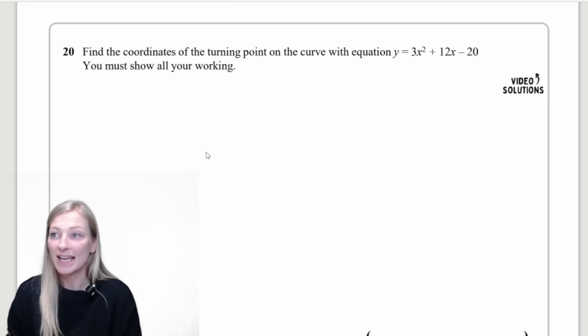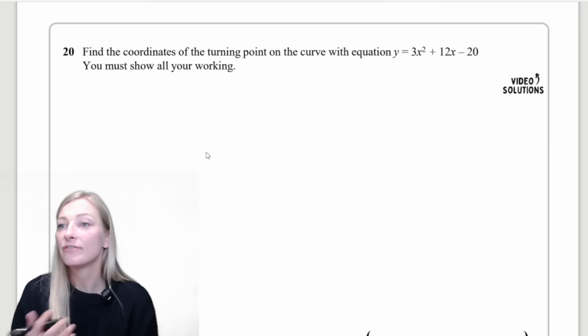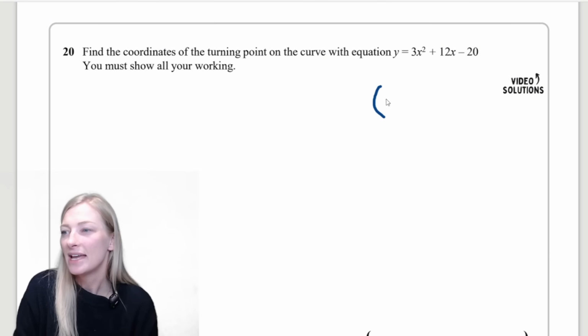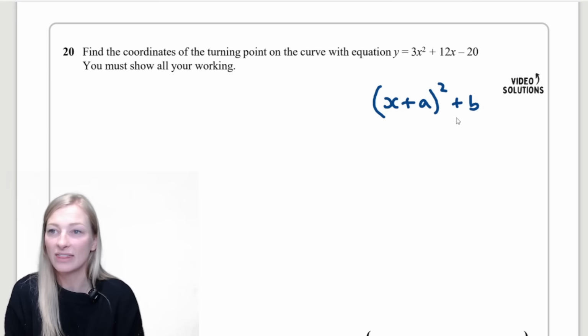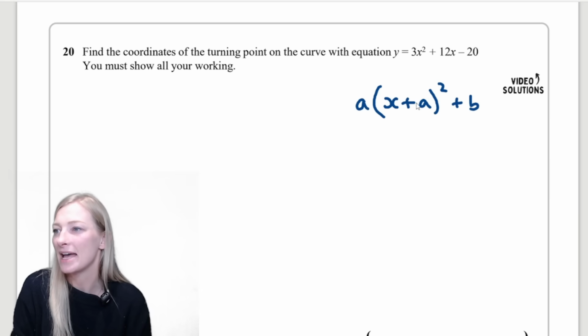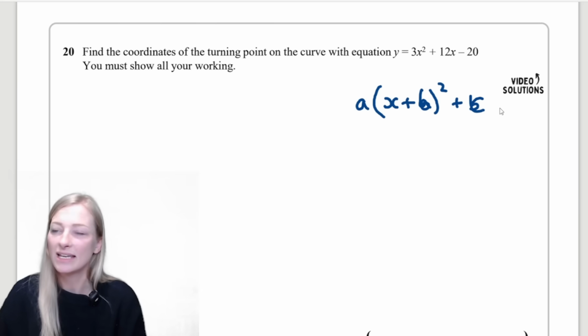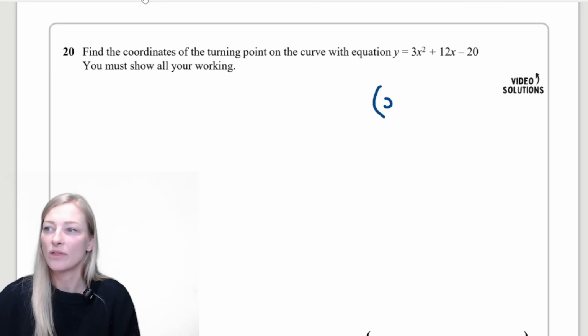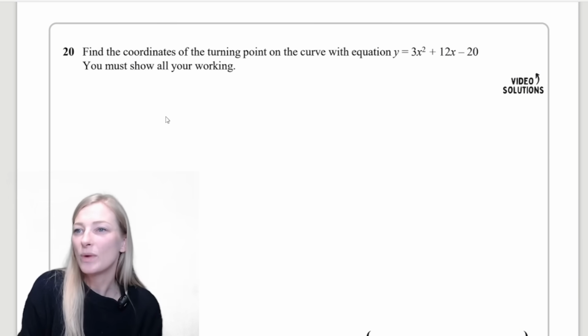Question number 20, and we are completing the square. We are finding the coordinates of the turning point. You'll also know it's completing the square if they ask you to give it in this format, maybe with a number out the front, so maybe that'll be A, maybe that'll be B, maybe that'll be C. Either way, if they ask you for the turning point, we know that that is completing the square. Now, we can't complete the square with the 3 here.